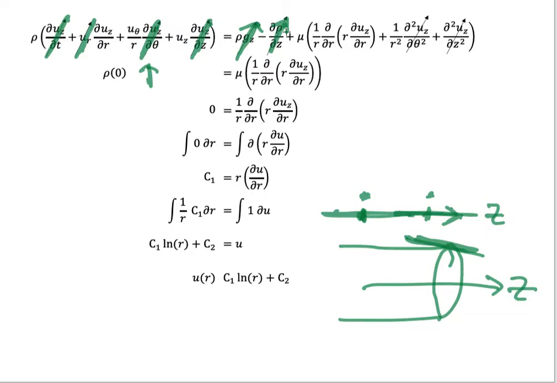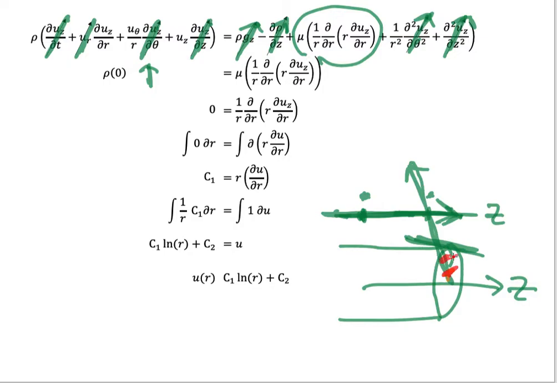And then, again, duz d theta and duz dz are equal to 0. For this term, we assume that duz dr means the velocity in the z direction, but in terms of the radius direction. So it means that maybe the velocity at this point is different from the velocity at this point.